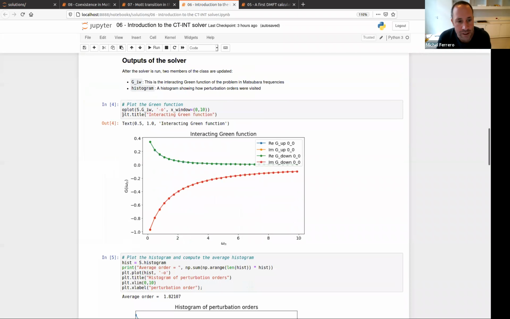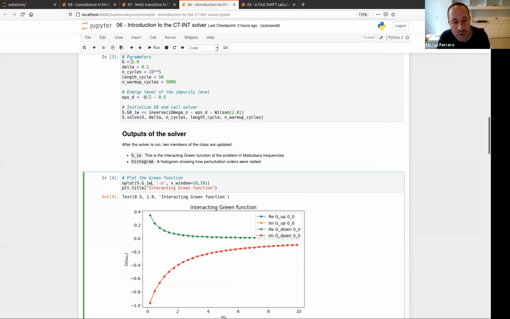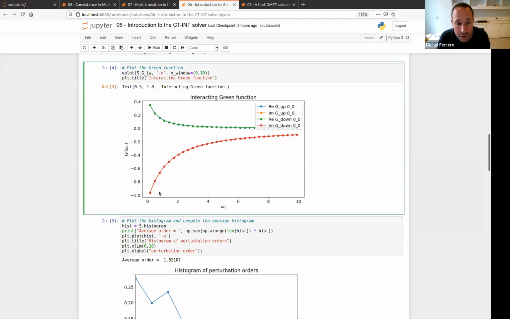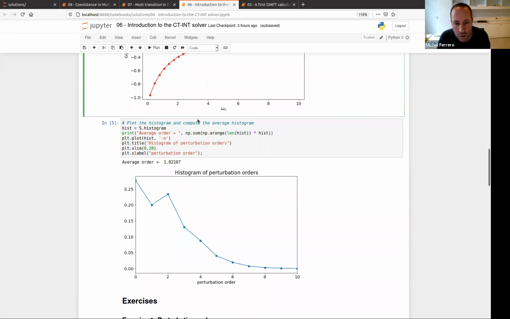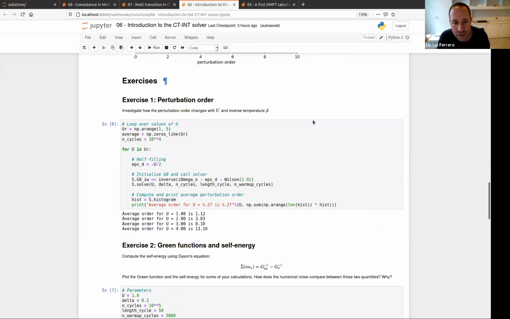You execute that, and as an output of the solver, G_iw contains the solution, the Green function of your problem. In this case it would give something like this, with a real and an imaginary part along the Matsubara frequencies. You see, that's actually quite clean. This is in a regime of fairly small U. Here the solver works quite well, and what you obtain doesn't have a lot of numerical noise, at least in the Green function. Okay. I will skip this one, which is about the histogram of perturbation order. It's not too important.